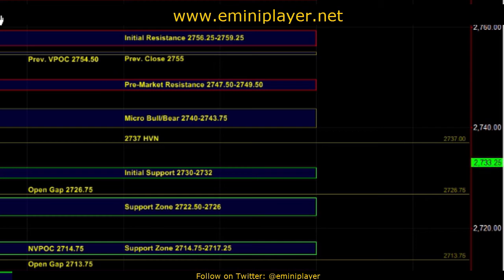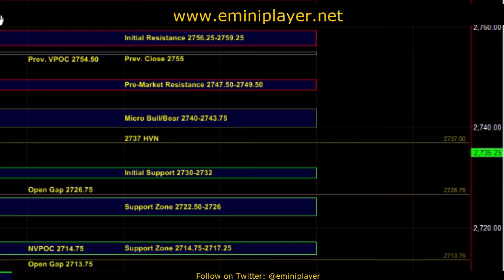So heading into the open, we have initial support at 30 to 32. If the buyers hold ES above that zone and then can push the market back above the micro bull bear, then the pre-market resistance, the gap fill, and the initial resistance zone would be in play. If we get a breakdown below 30 to 32, then buyers can still step in at one of the support zones below, but in that scenario, a retracement all the way back up into initial resistance would be lower probability.